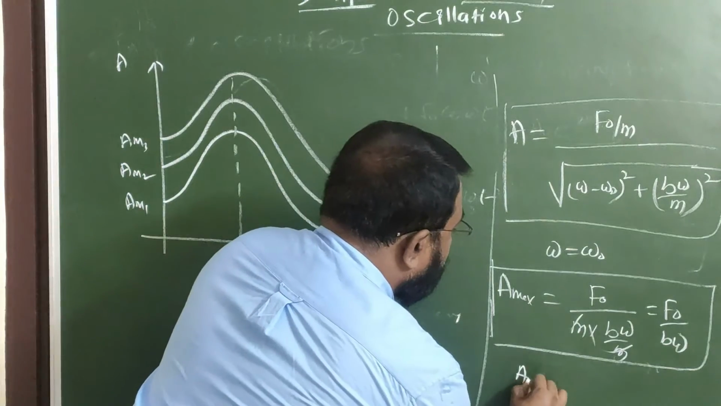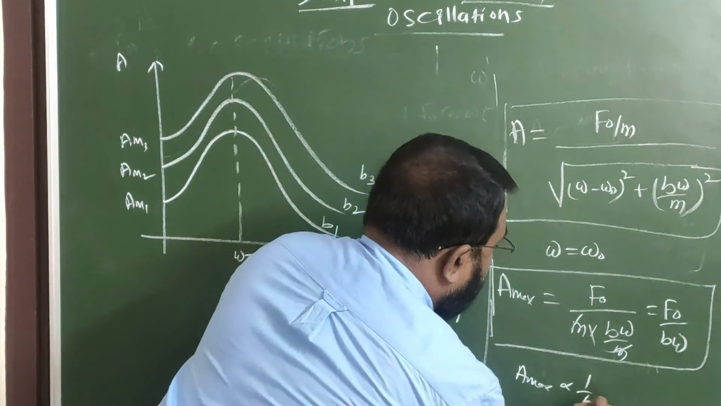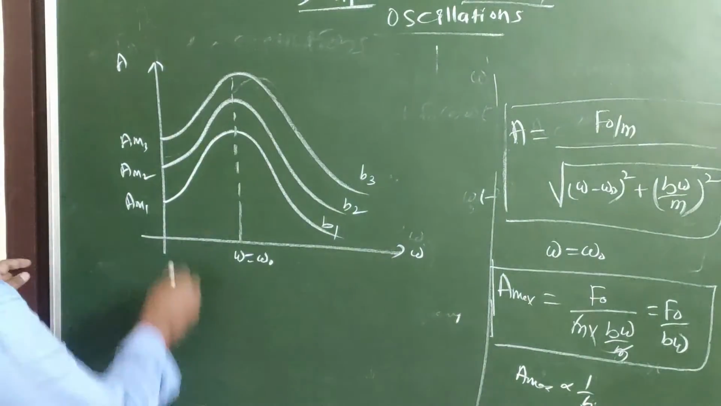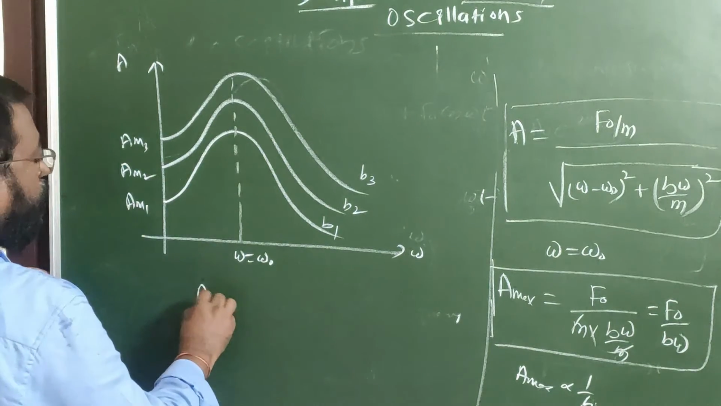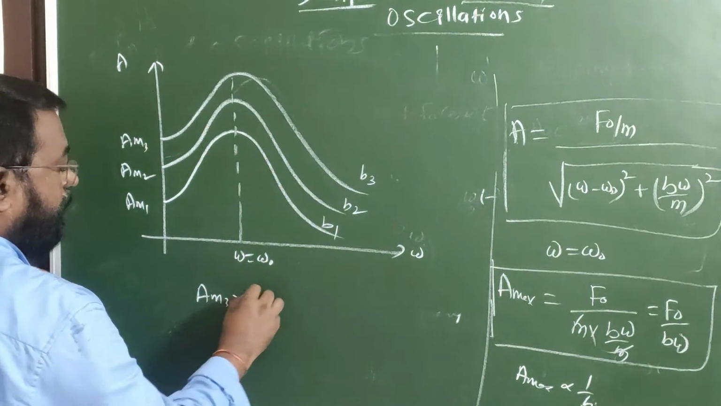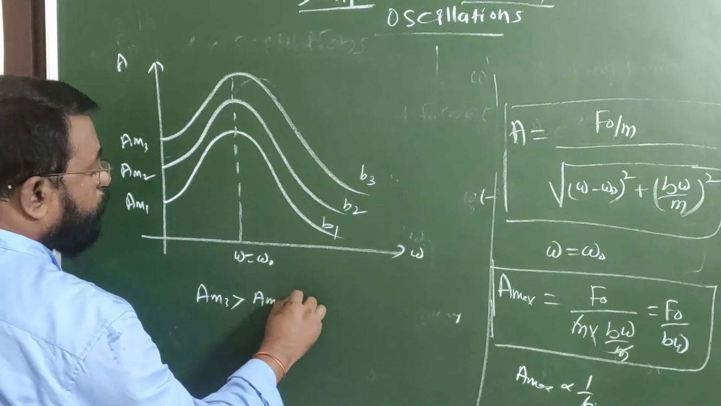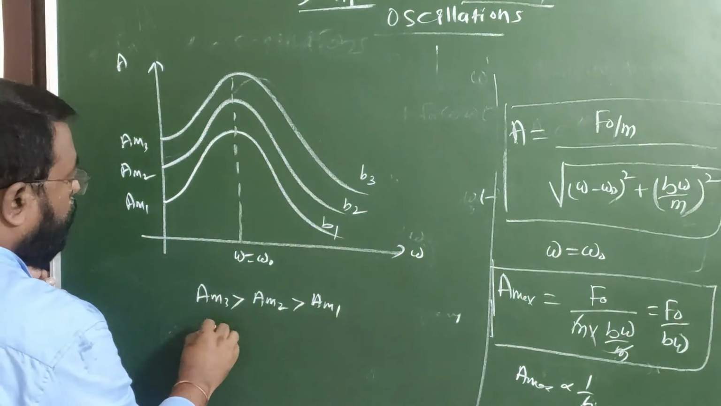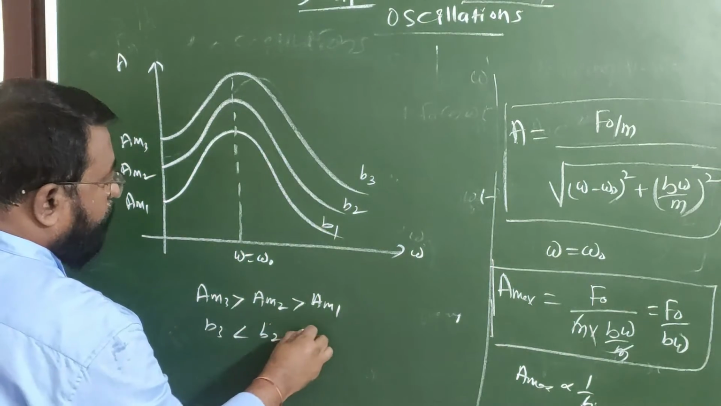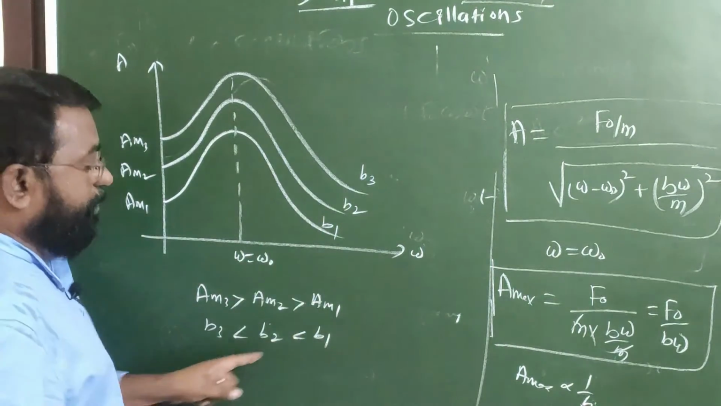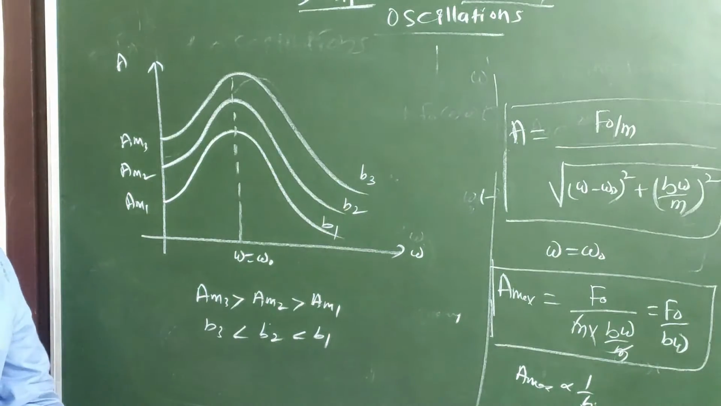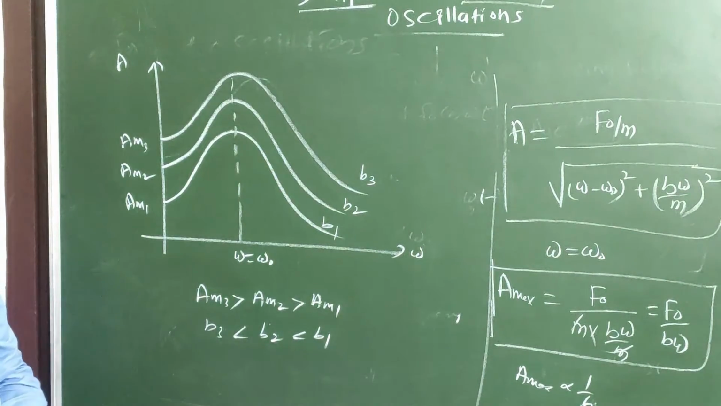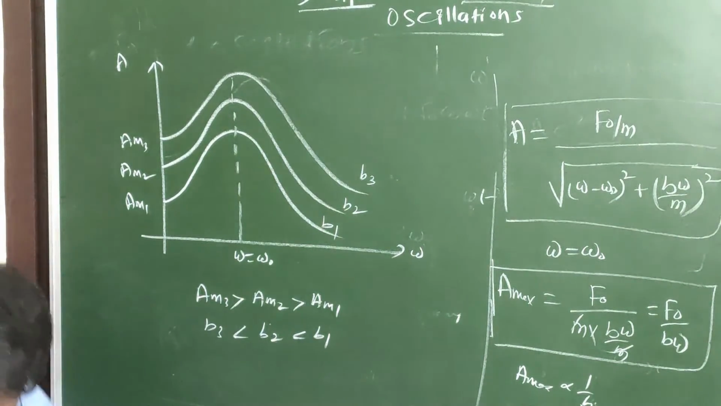Here A max is inversely proportional to B. From this graph, therefore A max 3 is greater than A max 2, which is greater than A max 1. Therefore B3 is less than B2, which is less than B1. This is the damping coefficient. This is a relation. This is about damped and forced oscillations. This is a theory concept.